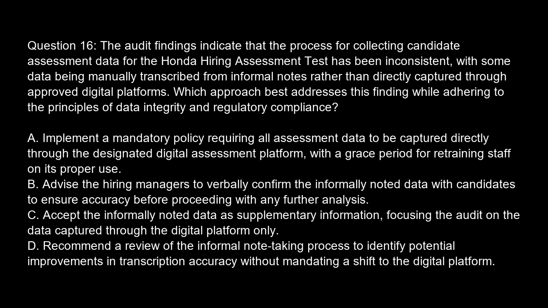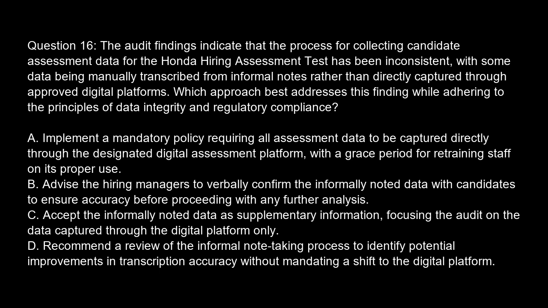Option A. Implement a mandatory policy requiring all assessment data to be captured directly through the designated digital assessment platform, with a grace period for retraining staff on its proper use. Option B. Advise the hiring managers to verbally confirm the informally noted data with candidates to ensure accuracy before proceeding with any further analysis.